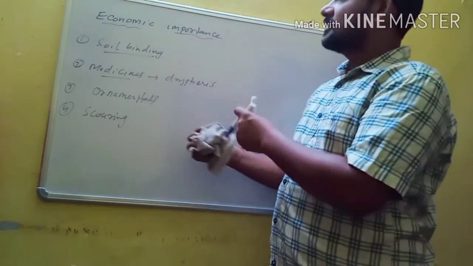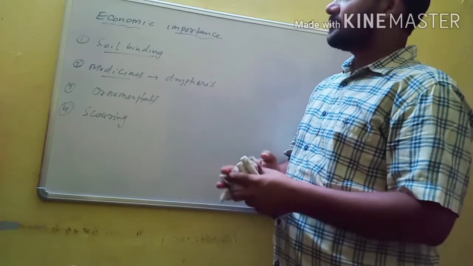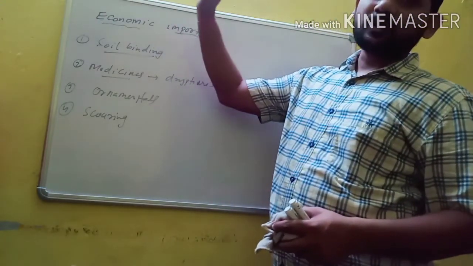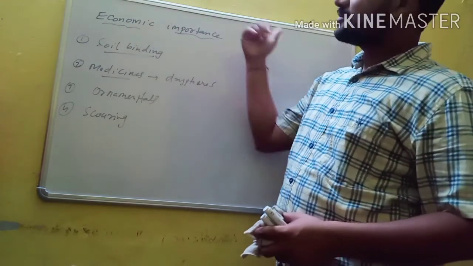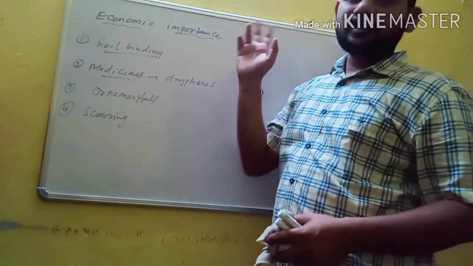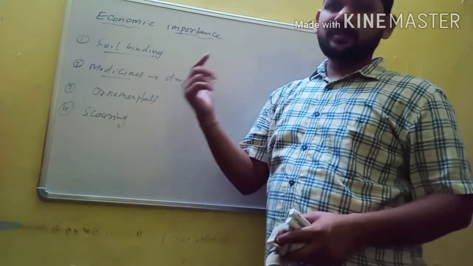So from this, the general characters of pteridophytes are totally completed. That means the subkingdom Cryptogamia is totally completed. In the next video, we will discuss the Phanerogamia subkingdom, and the Phanerogamia subkingdom has two divisions, that is Gymnospermae and Angiospermae.